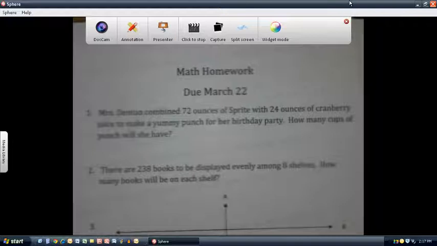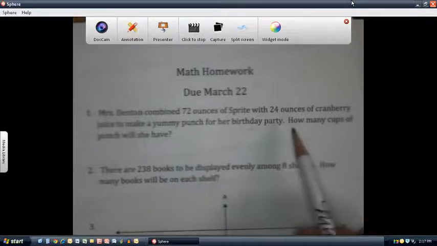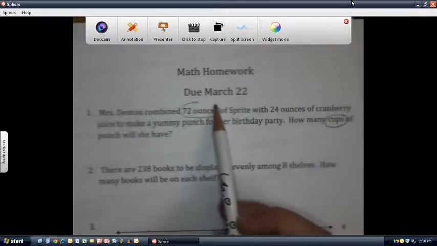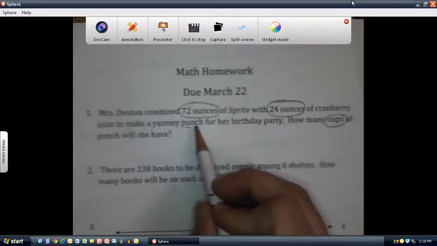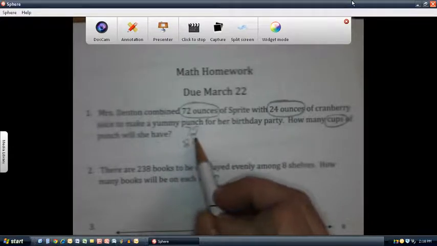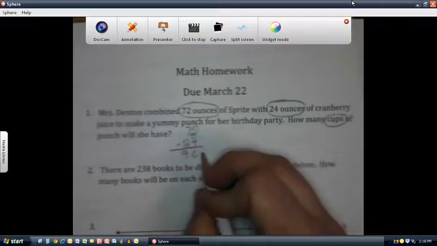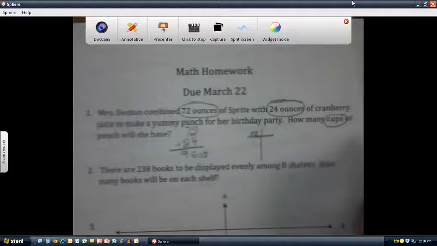Miss Denton combined 72 ounces of Sprite with 24 ounces of cranberry juice to make a yummy punch for her birthday party. How many cups of punch will she have? So I'm going from ounces to cups, and I combine those two, so I have 72 ounces of Sprite, 24 ounces of cranberry juice, which gives me 96 ounces. And I want to change those ounces into cups.